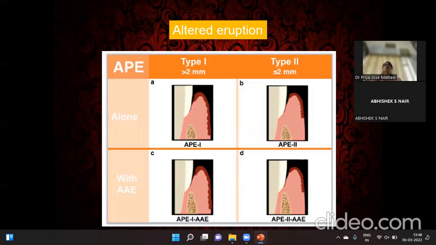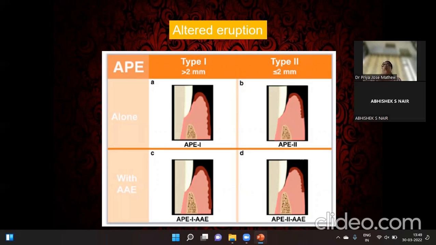Now, one more thing that we have to know is about altered eruption. What is an altered eruption? That is, if a tooth has erupted to its normal level, but even though the gingiva may not recede back. Okay, so if the gingiva does not recede back, that means that much of the gingiva is a pseudo pocket. So we have to correct that by the procedure known as gingivectomy.